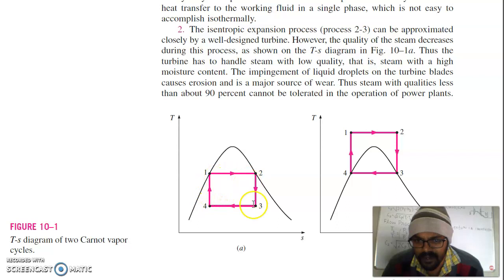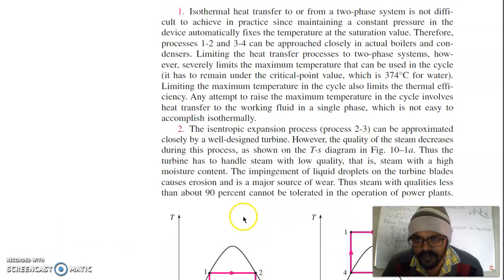So you can fit a Carnot cycle in the T-S diagram within the dome. So 4 to 1 is your compression, 1 to 2 is your heat addition, 2 to 3 is your expansion, and 3 to 4 is your condensation process, heat rejection.